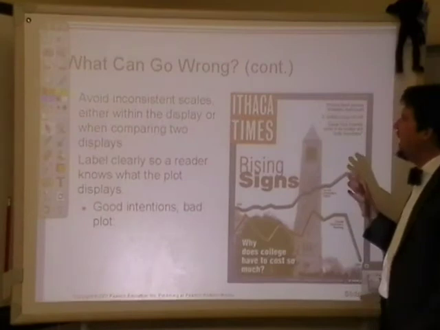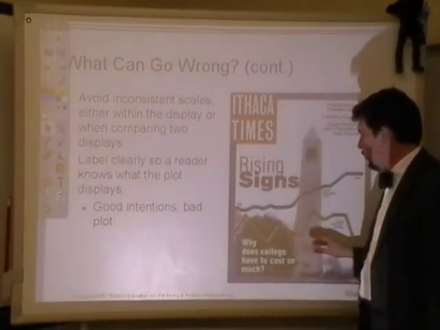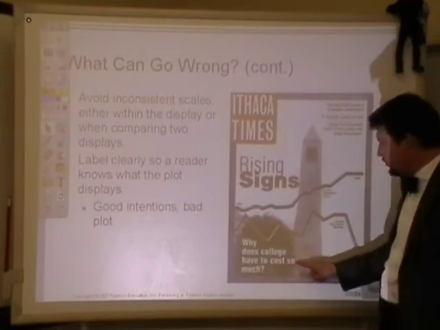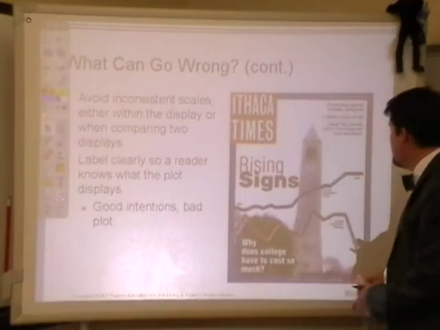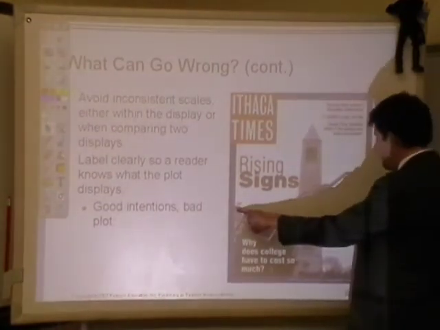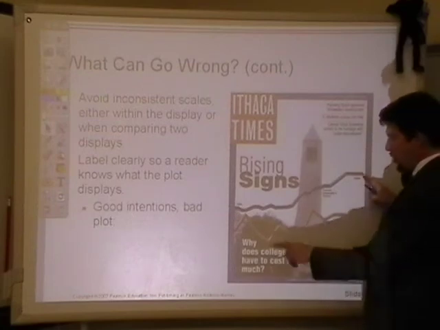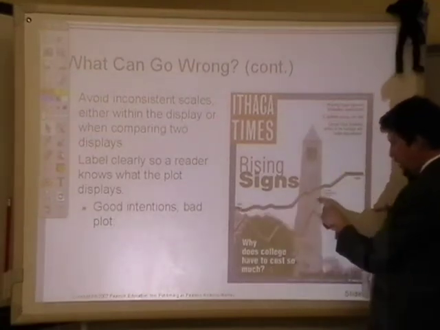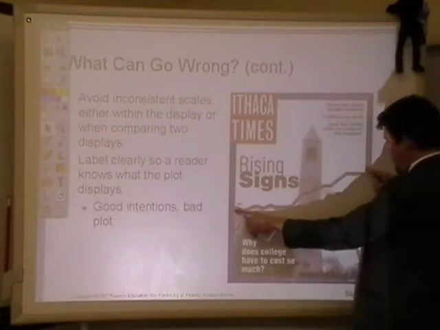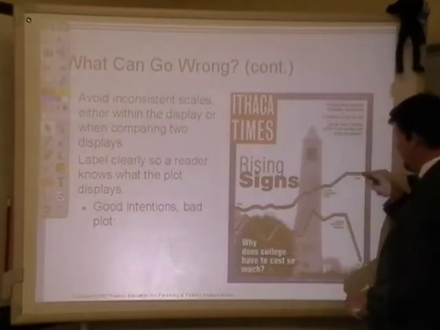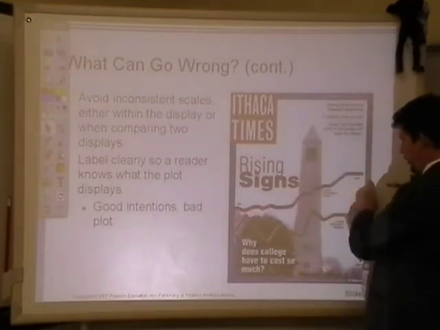Okay? And then, I love this graph. Here's the Ithaca Times having a graph. Oh, why does college have to cost so much? Because it's a ripoff, that's what they're trying to say. Look at this. Here is 1965, and here is like 1999. And look, this is the cost of tuition at Cornell University. Oh, it's done nothing but go up. And this scale right here represents 1965 to 1999, a 34-year period.